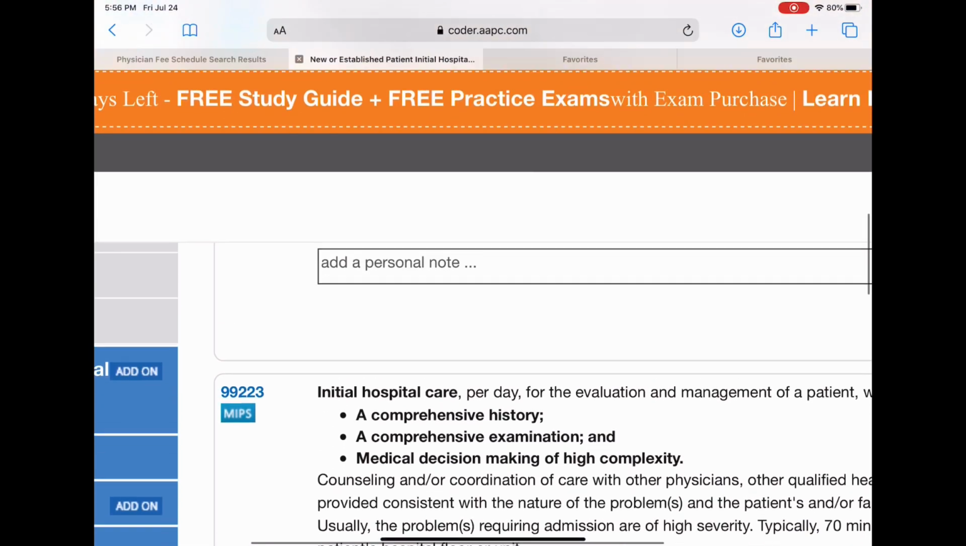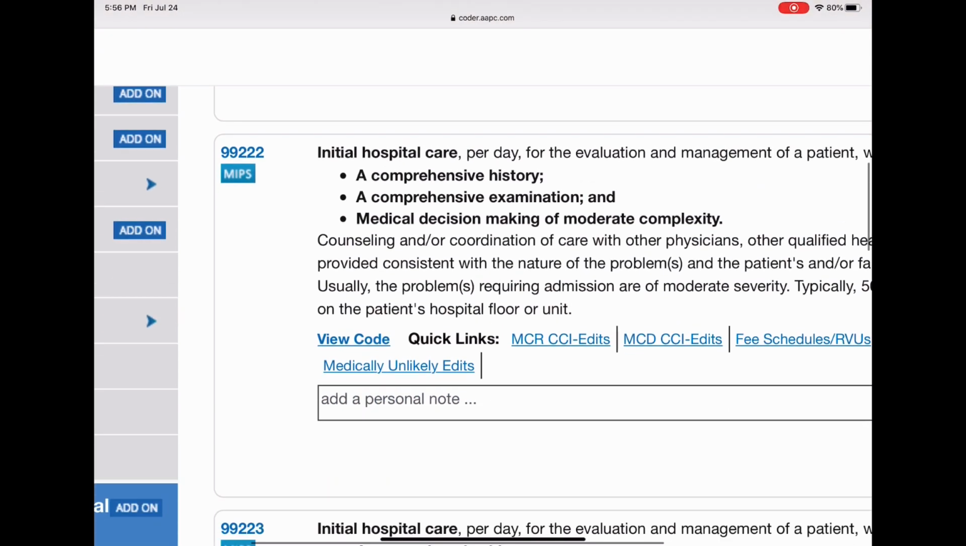All right, so let's take a look at what moderate is. For level 2, 99222, medical decision making of moderate complexity, you also have to get a comprehensive history and a comprehensive exam. Once again, that family history is required. As you guys know, there's only 3 levels for your H&Ps. You got a level 1, which is low, you have a level 2, which is moderate, and a level 3, which is high. The 2 and the 3 both require a comprehensive history and a comprehensive exam, which means you must have that family history for your 2s and your 3s.